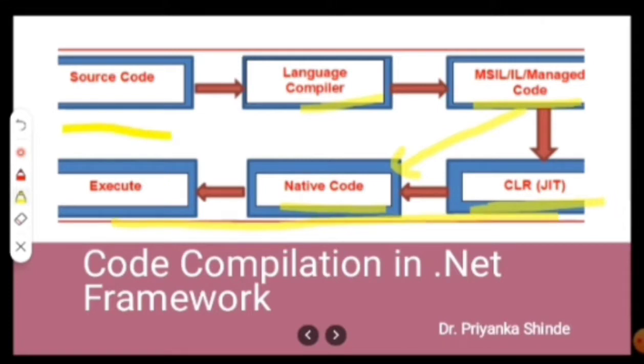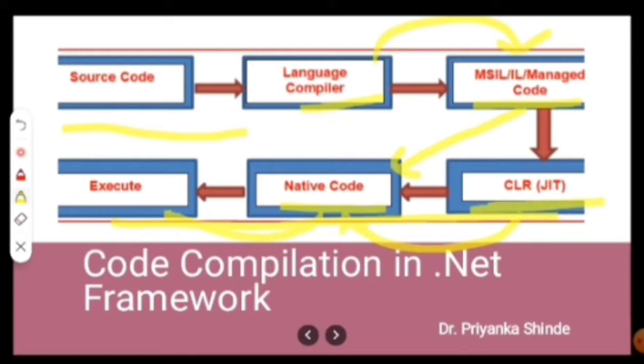In the first step, source code is compiled with the appropriate language compiler, and it is converted into the MSIL code. That code is also called IL code, intermediate language code, or managed code. After that, this managed code goes to CLR for another compilation step, and it is converted into the native code. For that purpose, CLR uses the JIT, and this native code is understandable to the operating system. Then the last step is that this code is executed.